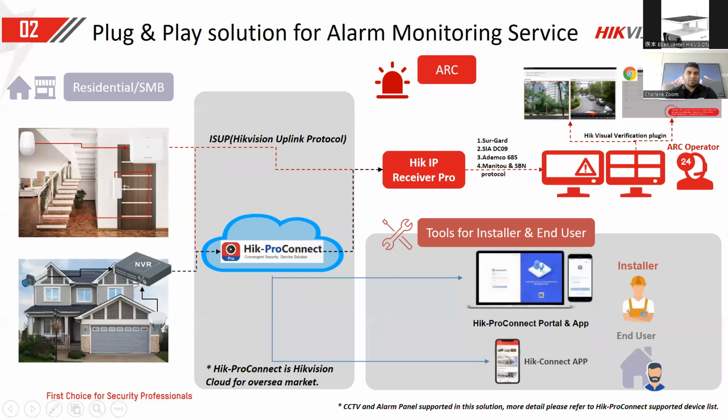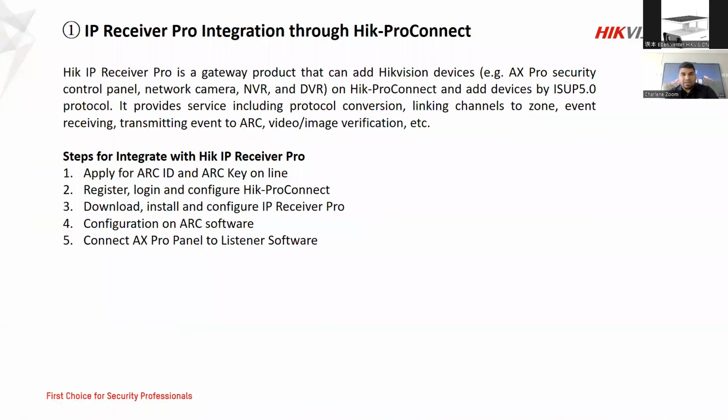Okay, so as we said, the IP Receiver Pro is a gateway product that can add Hikvision devices, for example, the Axpro security control panel, network cameras, DVR, and NVR, on the HIK-Pro Connect, and add devices via ISAPI, and also via the HPC, which is our HIK Central platform as well. It provides services including protocol conversions, linking channels to a zone, event receiving, transmitting events to the ARC via video, image verification, etc.